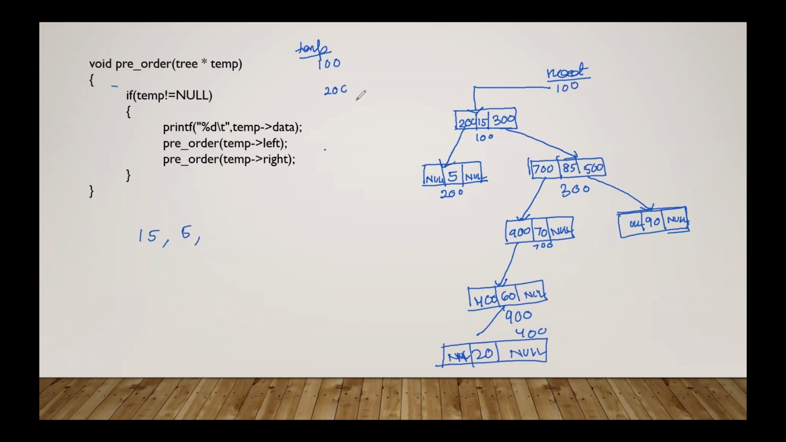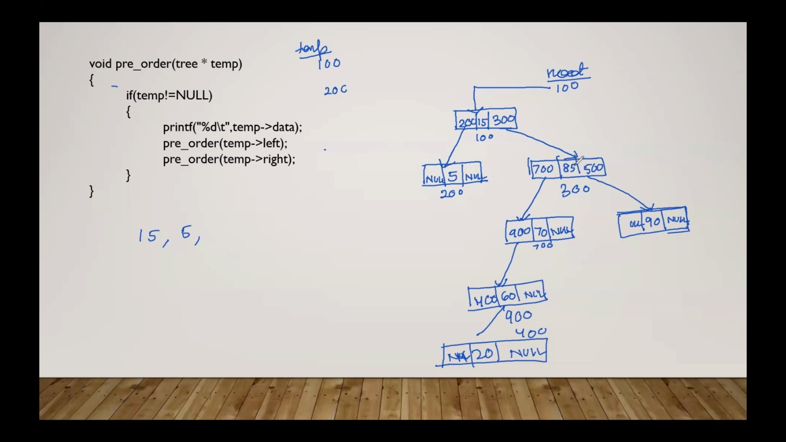Then 200's left equals null, so it will stop. Then it will go to the right. Temp right, what is the temp? That is 100's right. 100's right means it will go to this value. Now here, what happens?